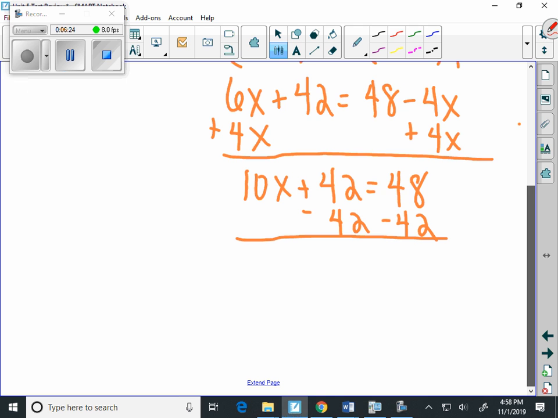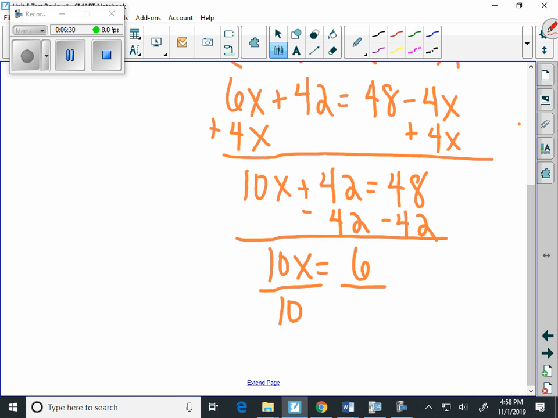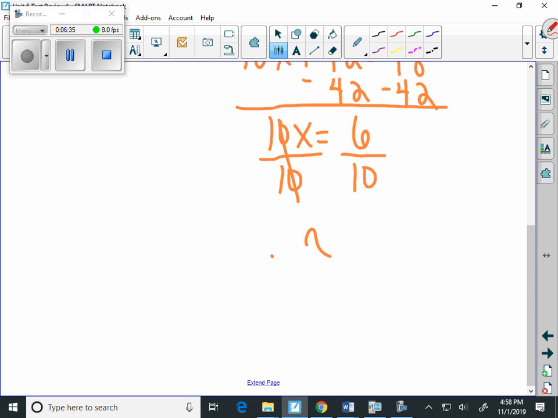So we end up with 10x equals 6. And divide both sides by 10. So we end up with x equals 6 tenths.